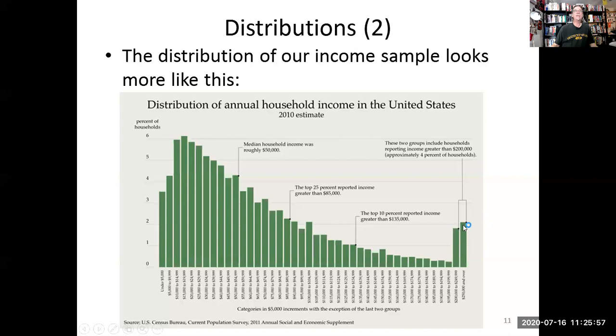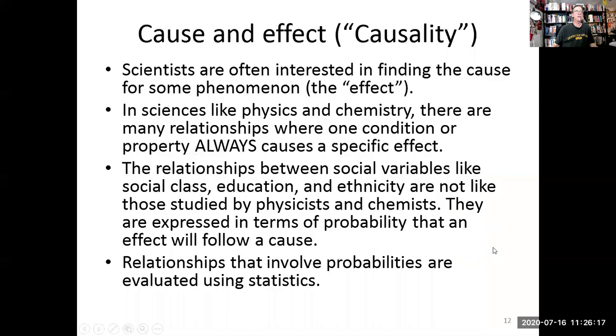So this is about 4% of households here, these two groups that have, let's see, what percentage? Oh, that's the percentage. Never mind. They have more than 4% of the total income distribution.